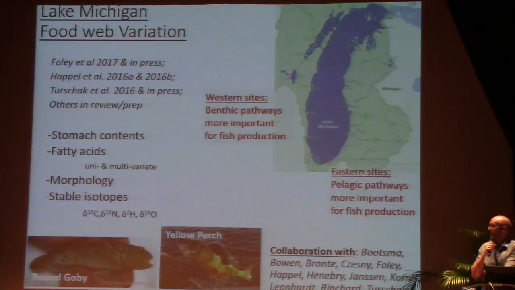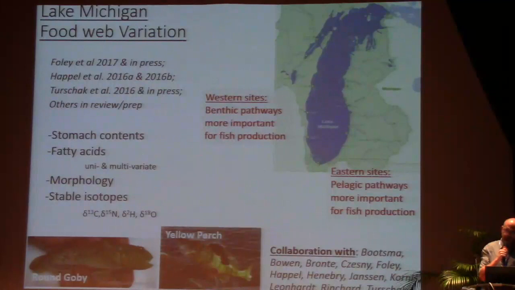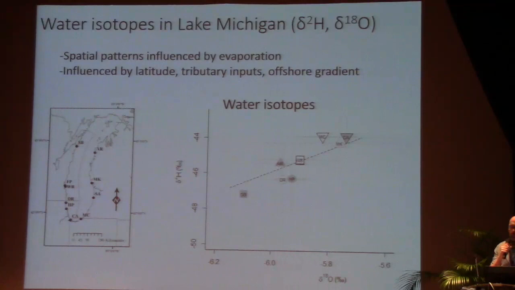One thing that's noteworthy here is that the eastern side of Lake Michigan receives a lot more river inputs than the western side of the lake. We think this may be part of what's driving some of these differences. So today I want to highlight a study that we haven't published yet, where we looked at different sites in Lake Michigan using water isotopes, using oxygen and hydrogen isotope ratios.